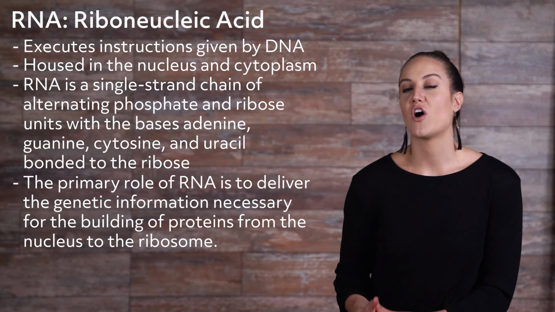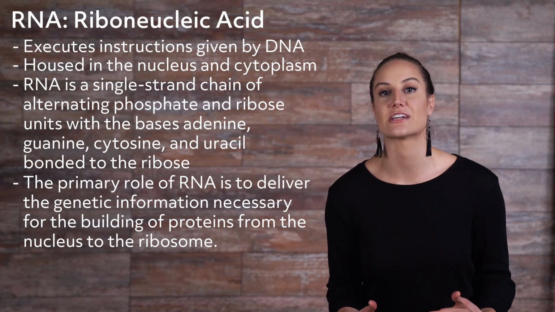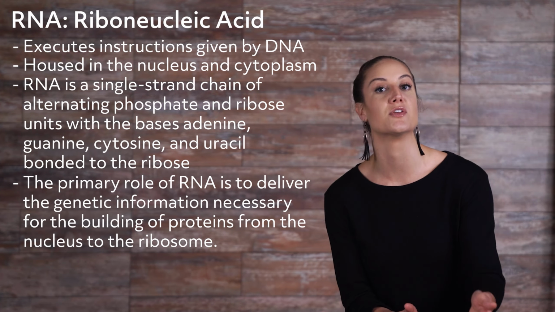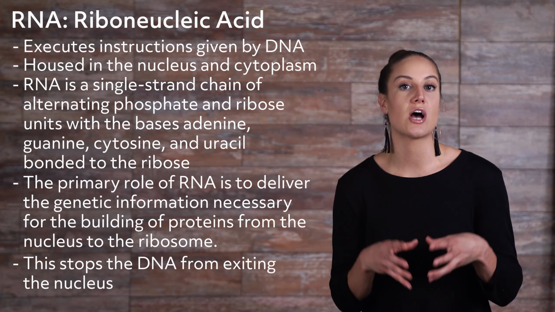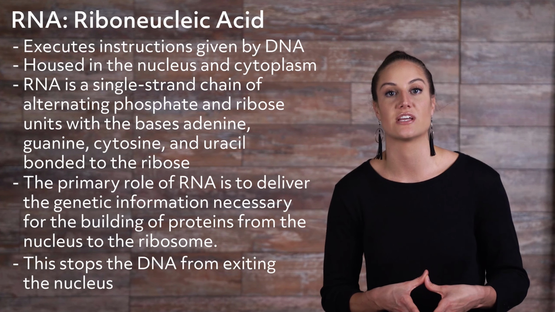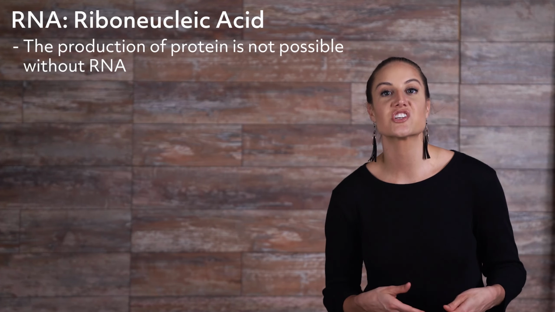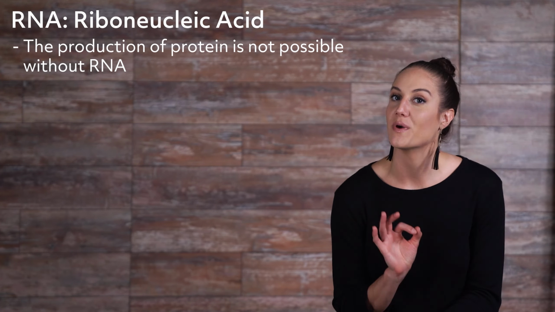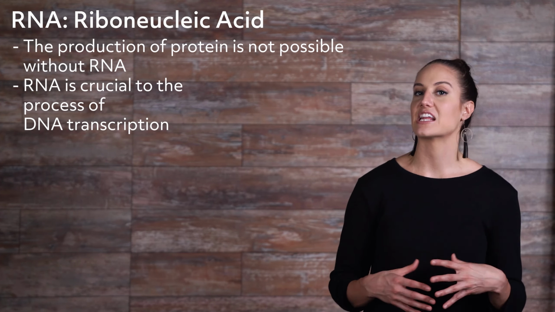The primary role of RNA is to deliver the genetic information, or code, necessary for the building of proteins from the nucleus to the ribosome. This procedure stops the DNA from exiting the nucleus for the purpose of protecting the DNA. The production of protein is not possible without RNA. RNA is also crucial to the process of DNA transcription.